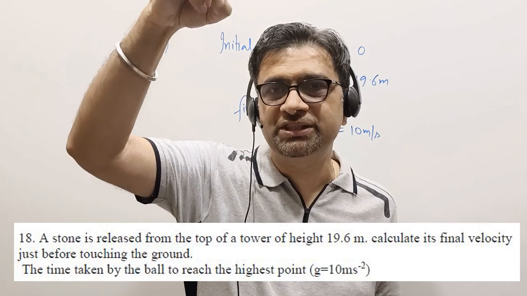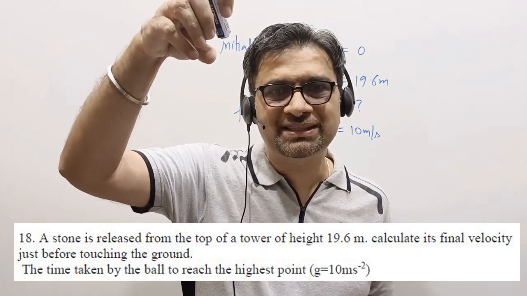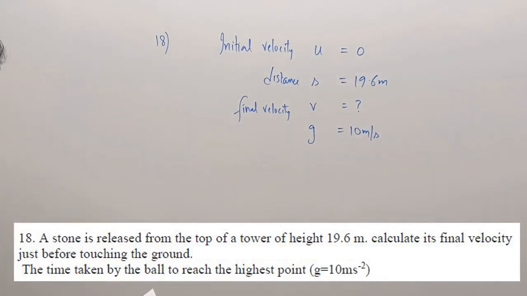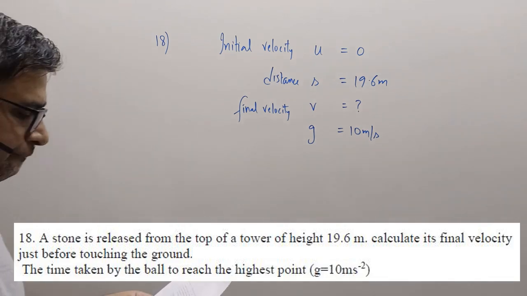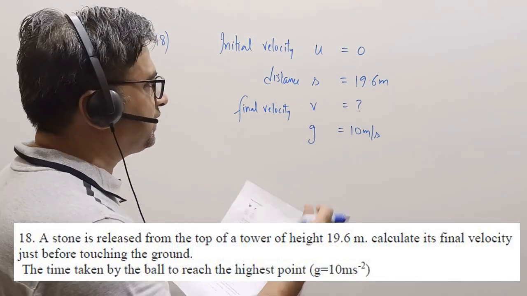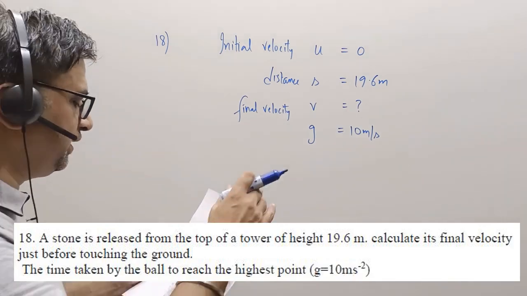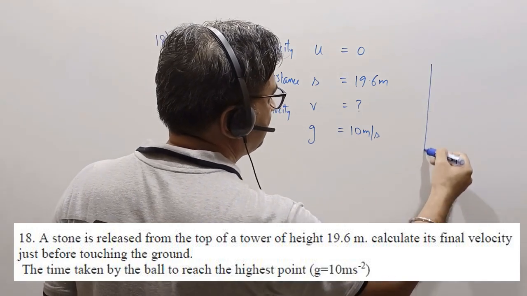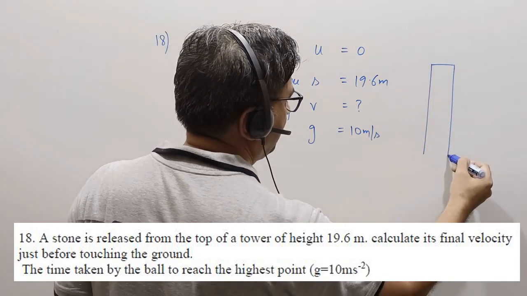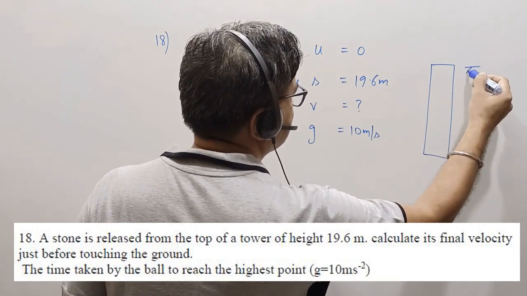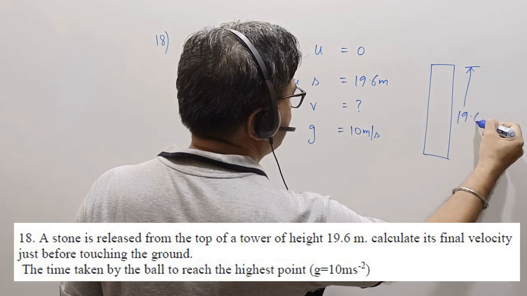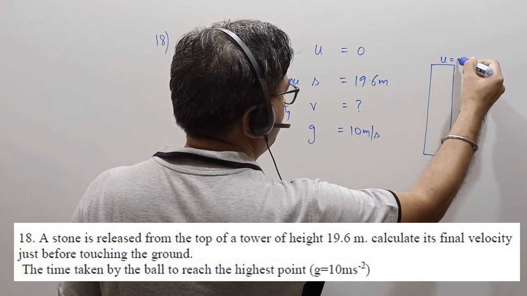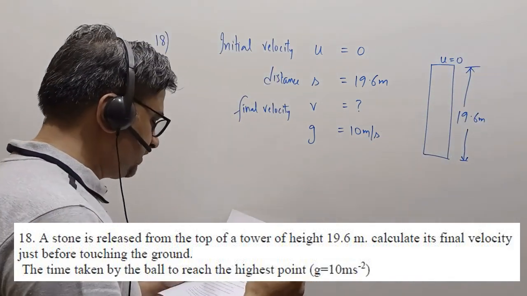It's not thrown, mind you, it's just released. So at the time it was just left or released, its initial velocity would be 0, and it is touching the ground eventually, and this point is 19.6 meters above the ground. So this is the building, let's say, and this entire distance is said to be 19.6 meters. It's dropped from the top of this building, or it's a tower rather.